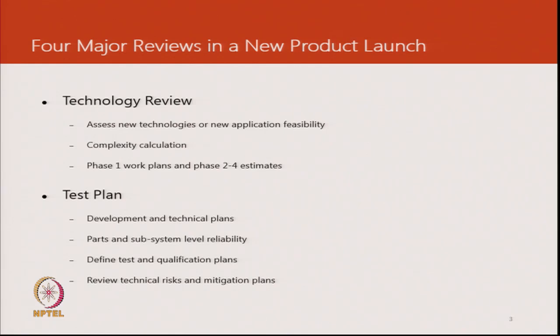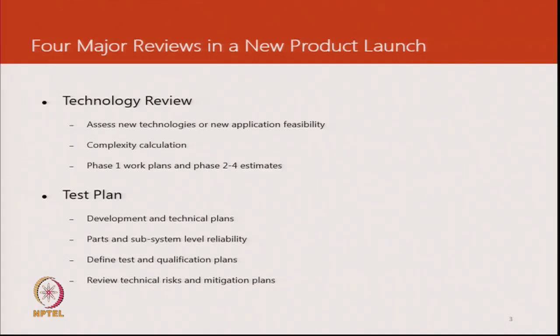So we can look at 4 major reviews in a new product launch. The first one is a technology review. Let's say we want a new product, and marketing could have a wish. They want a product that can provide 4 hours of backup, say for example. Whether or not it is feasible, at what cost will it be feasible?